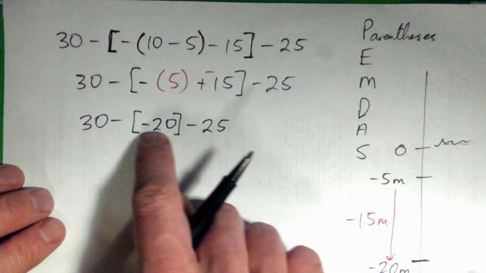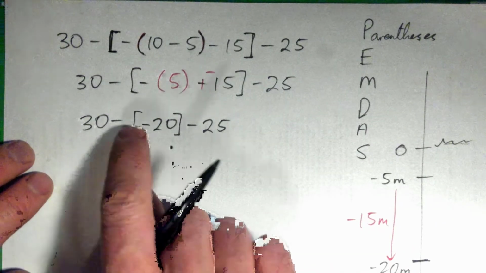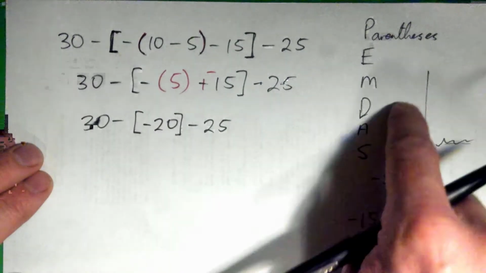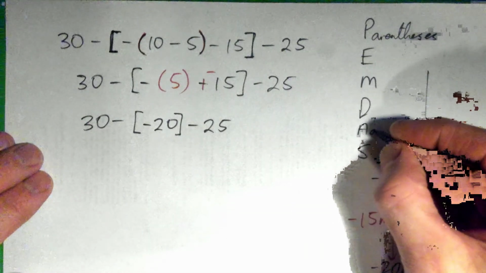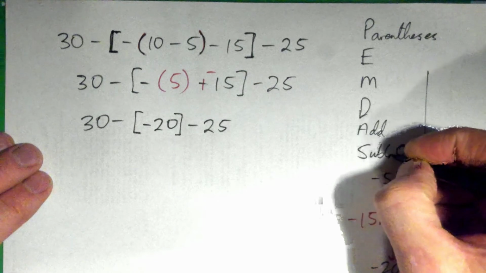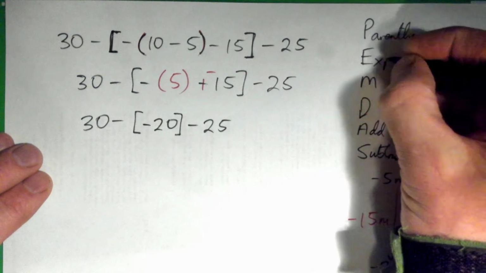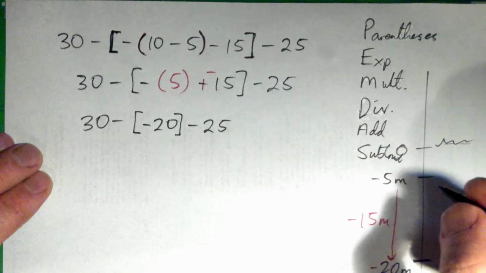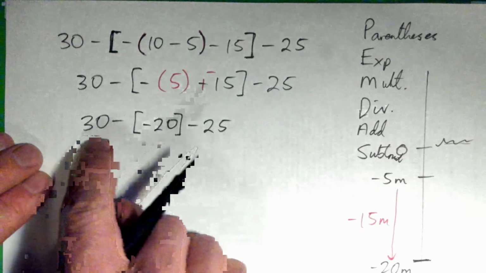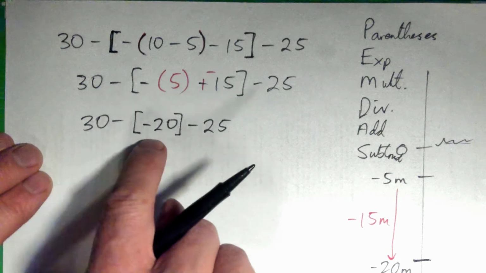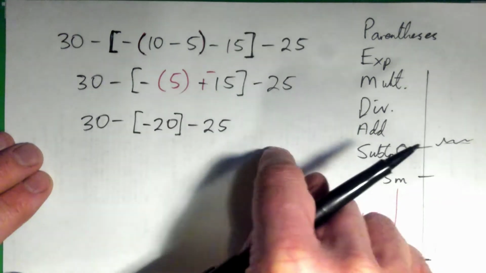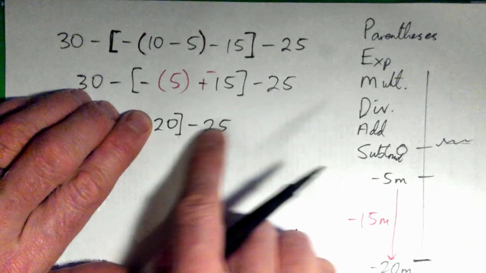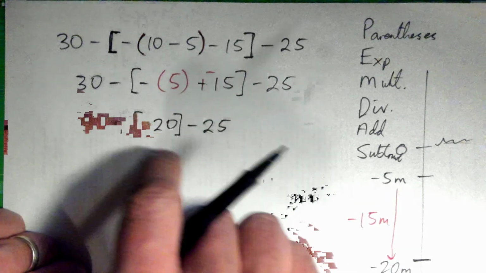And so go from left to right again. We've got 30 minus negative 20 and then minus 25. Just go from left to right and add or subtract as needed. That's what we're doing now. There were no exponents, no multiplication, and no division. We just have addition or subtraction now. So we go 30 minus negative 20 and then subtract 25. If you think that's a positive 20 and you subtract 25 from that, you'll mess it all up. You've got to go from left to right.